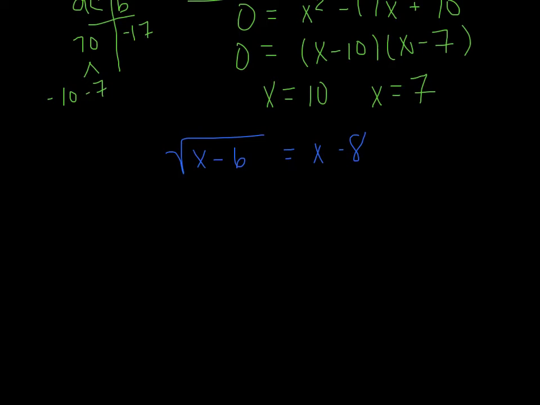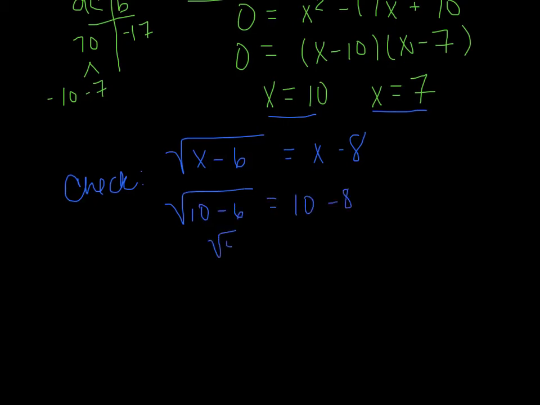All right, my original equation was the square root of x minus 6 equals x minus 8. I'm going to plug in the two solutions I found when I solved. The first one I'm going to plug in is 10. You should always check these. The square root of 10 minus 6 is equal to 10 minus 8. And I get the square root of 4 is equal to 2. That's a check.